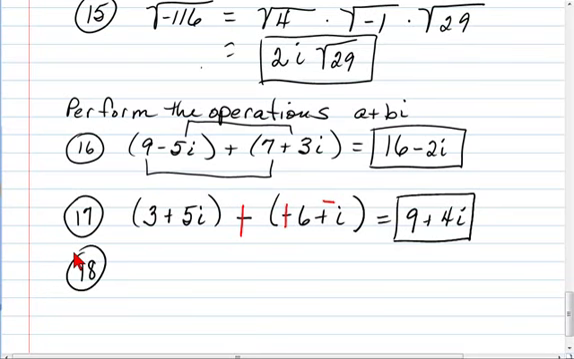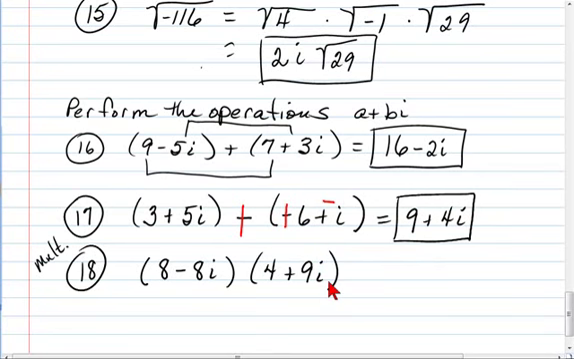Number 18, I'm still performing an operation. It does sneak in there and tell you to multiply. So I have 8 minus 8i times 4 plus 9i. I need to use FOIL to multiply these.